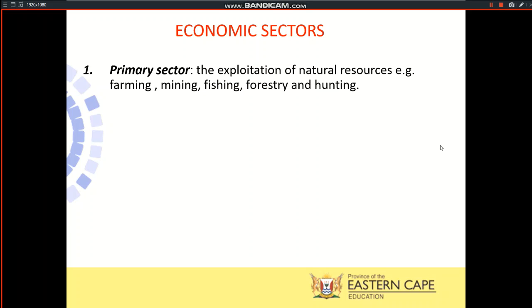Let's look at the primary sector, and we have already referred to some of them when we did settlement geography. The primary sector refers to the exploitation of natural resources. In other words, farming, mining, fishing, forestry and hunting. Everything that comes from nature is the primary sector. When people do farming, mining, fishing, forestry and hunting, just to repeat, this is called the primary sector.